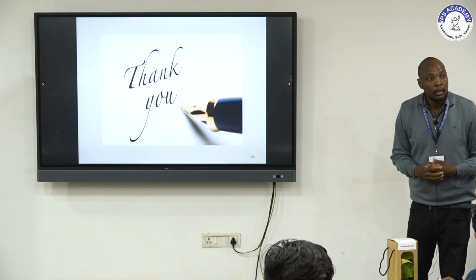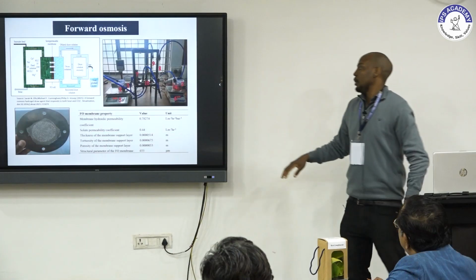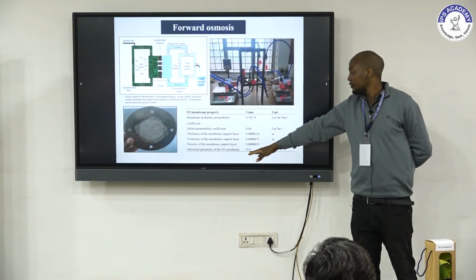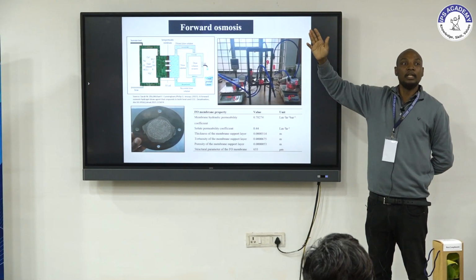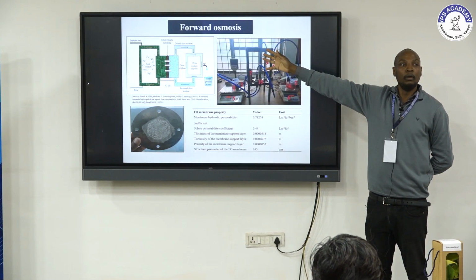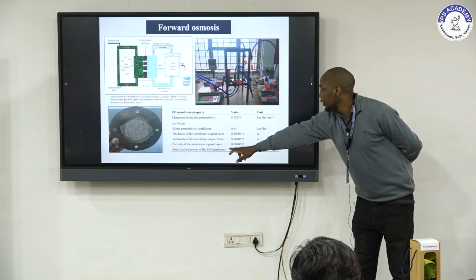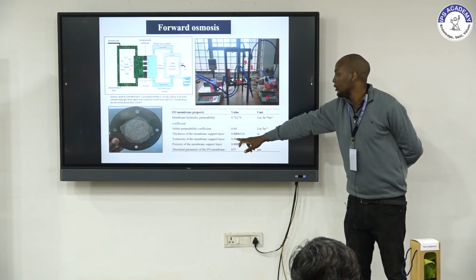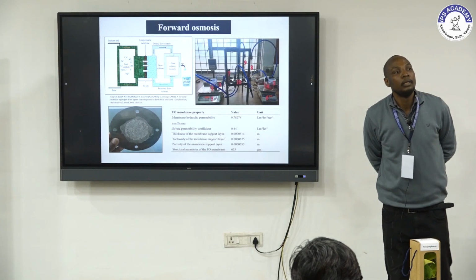What is the thickness and porosity of the membrane? Right. The structural parameter is 655. As we know, we determine the structural parameter from the thickness and the porosity. So the porosity is this value, and these are the tortuosity and the thickness. These are the intrinsic properties of the membrane used.